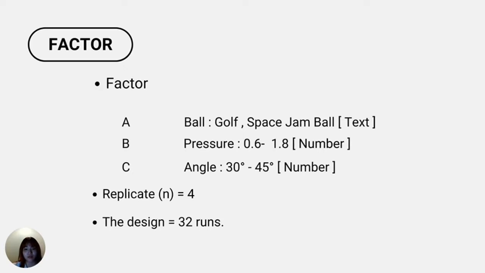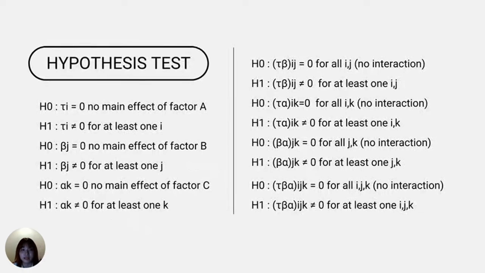Configure the replicate value as 4. From the formula, multiplying, the design equals 4 multiplied by 2 cubed, equal to 32 runs. This is our hypothesis test we show in the slide.